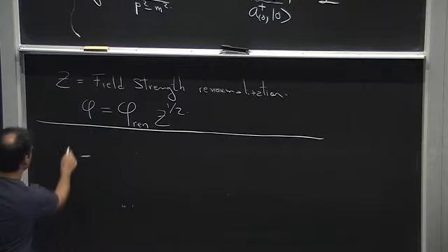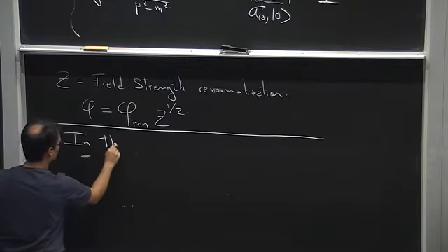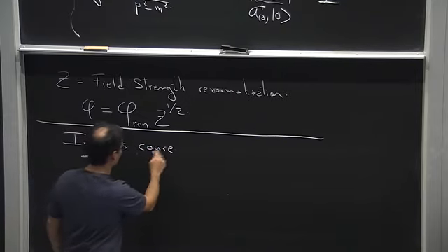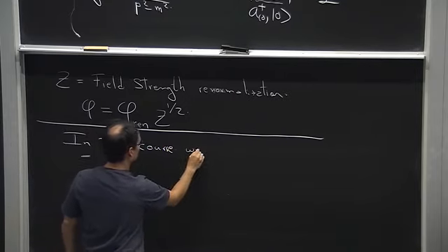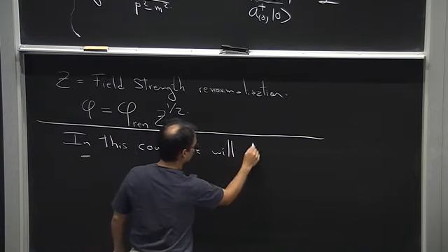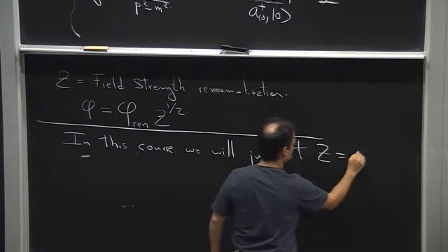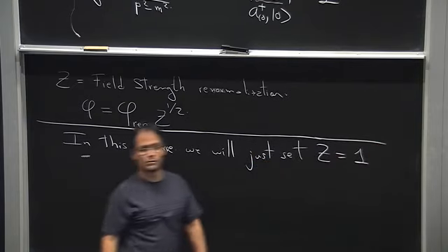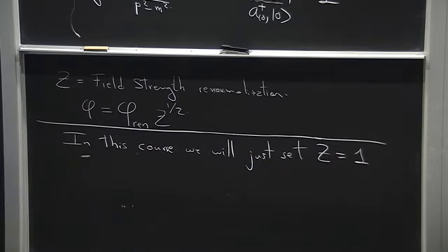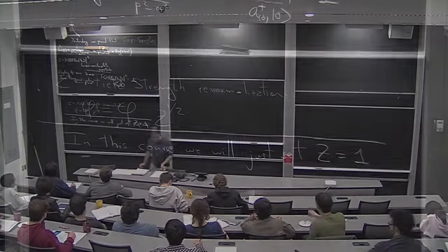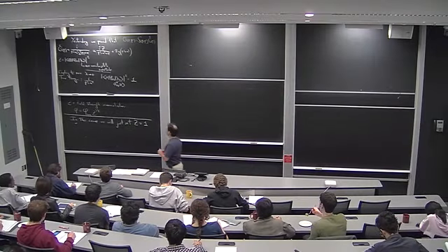Okay? This is just for you to see this. So in this course, or for the remaining part of the course, we will just set z to be 1, and we will forget about it. Okay? All right. Very good. That's what we did yesterday. So we spent most of the time doing this.